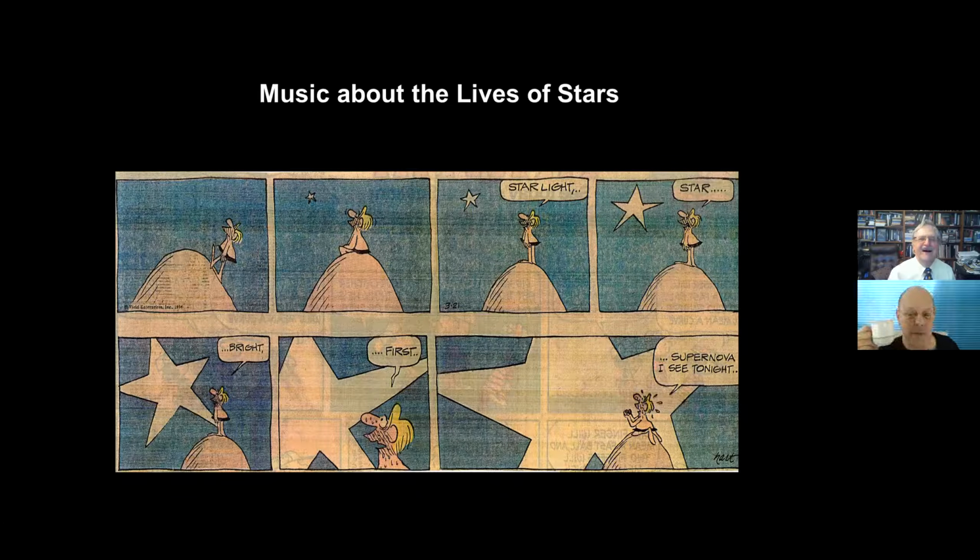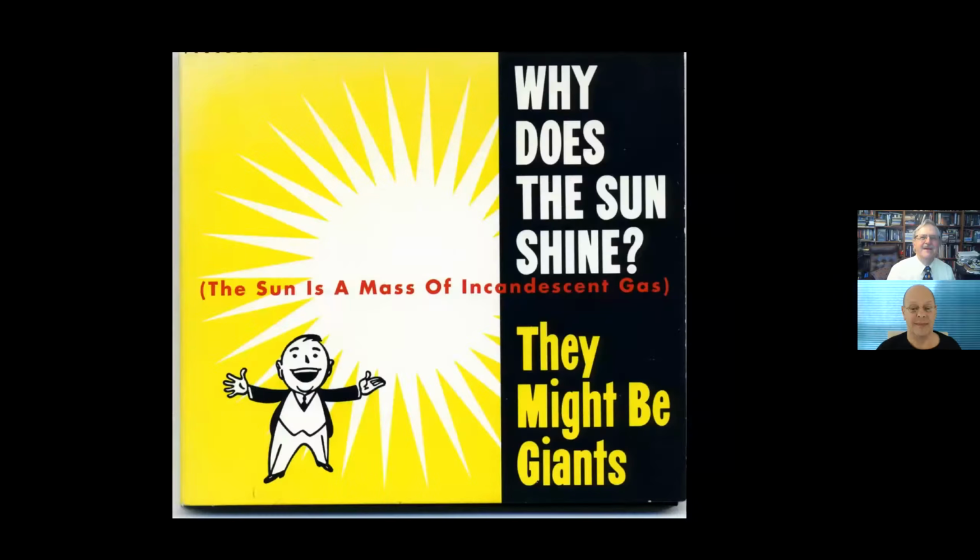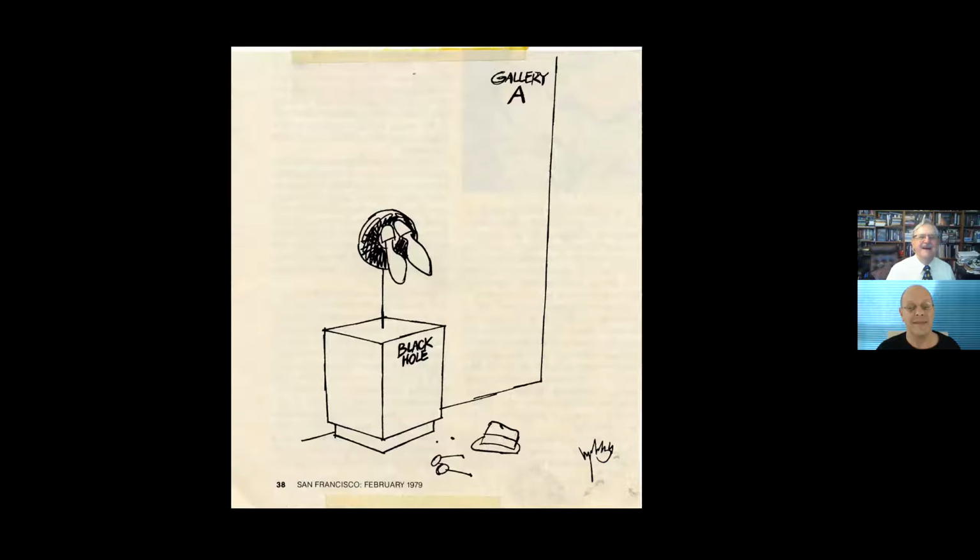And so I really enjoy using cartoons, not just in my lectures, but also on my exams to make students feel a little bit better. But perhaps the best known piece about stellar evolution is this nerd group called They Might Be Giants, and their interpretation, why does the sun shine? The sun is a mass of incandescent gas, which became quite a popular song among nerds.